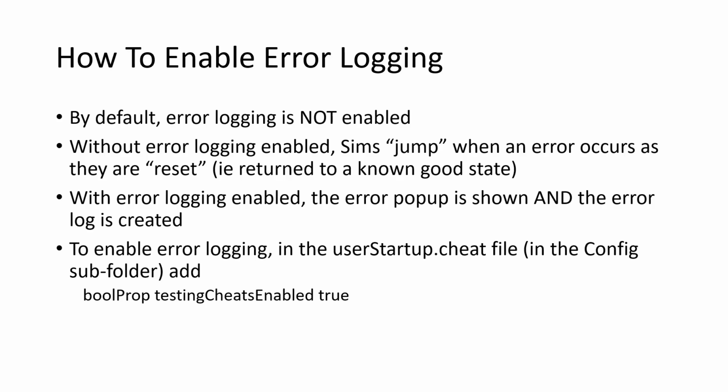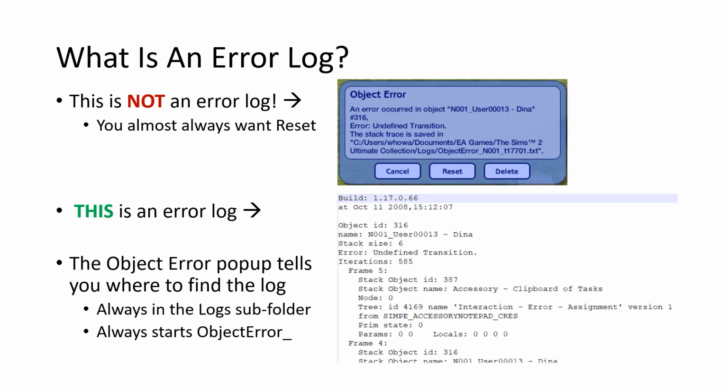With error logging enabled though, what you get is the error pop-up is shown and an error log is created, and then you have an option of doing three things, as we saw on the previous slide, which is either cancel, reset, or delete. If you hit cancel, almost always the error pops up again. If you hit reset, it will reset the sim to the known good state, and you can then usually continue playing from there. If you hit delete, it will delete the object that caused the error.